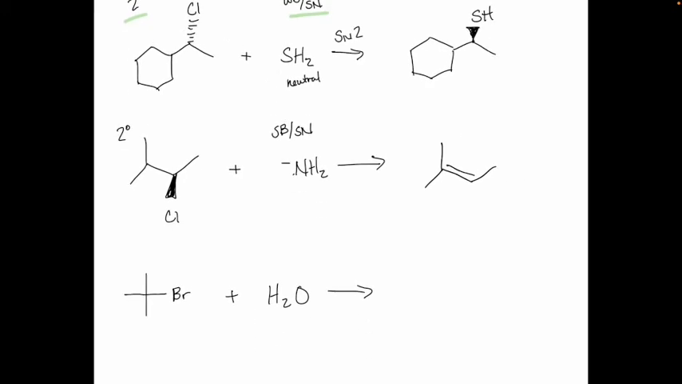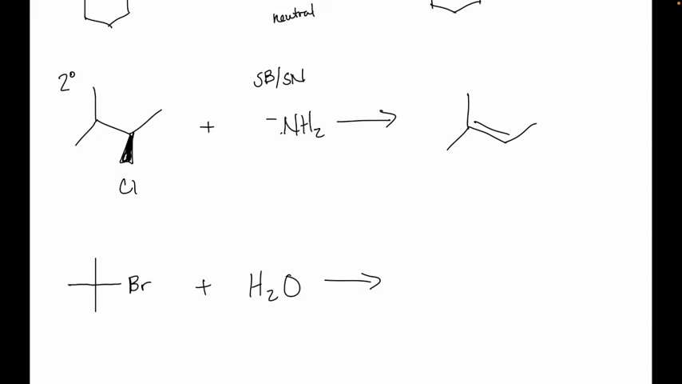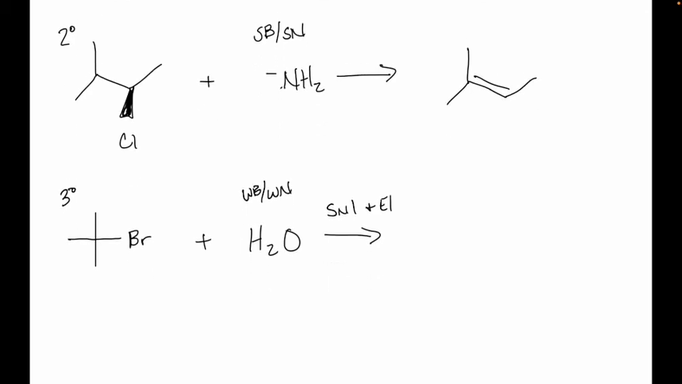Okay. And then for my last one here, this is a tertiary substrate, and water falls into what category? This one's weak. Weak base and a weak nucleophile, which in the case of a tertiary means we're going to get a mix of SN1 and E1. Again, this is all about predicting the major products. It turns out with a tertiary and a weak base, weak nucleophile, you get substitution and elimination that happens equally. So I've got to draw both of them.